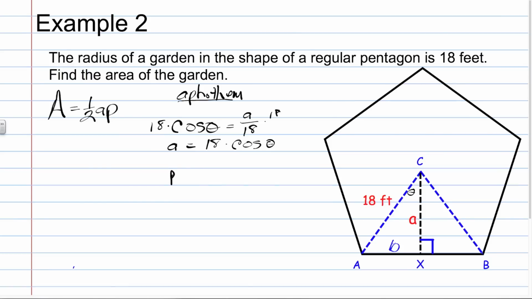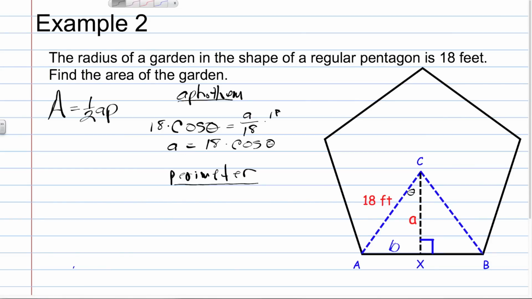Now, for the perimeter, what you have to realize is that we can calculate this length I have labeled b by using the sine function. The sine of theta is equal to b over 18. But that's only one part of this. To get the length of AB, or this side, it's going to be 2 times b. And then we have to multiply that by 5 to get the entire perimeter. So whatever we get, we're going to multiply by 5. So we'll get to that in a minute.